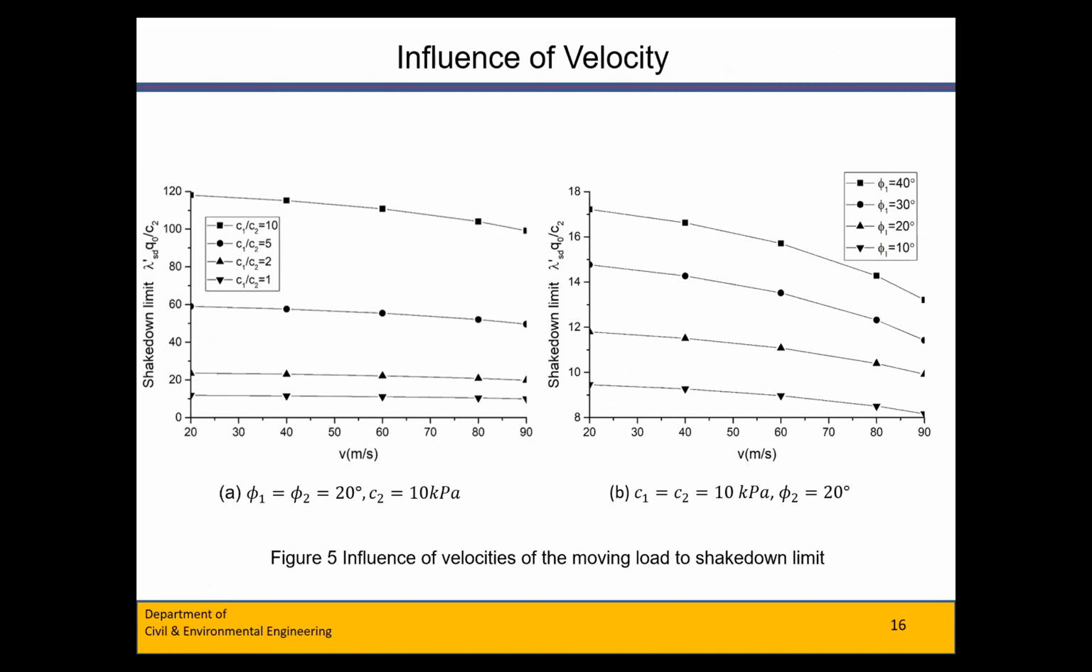Here is the influence of the velocities. And there are two charts. The left one shows the shakedown limit at various cohesion ratios, and the right one shows the shakedown limit at different friction angles of the pavement. We can find that the shakedown limit declines with the increasing of the velocity, which means the higher the velocity, the lower the shakedown limit we can get.